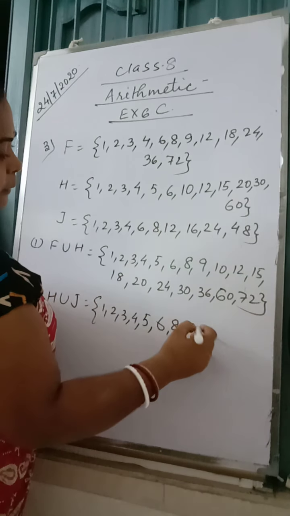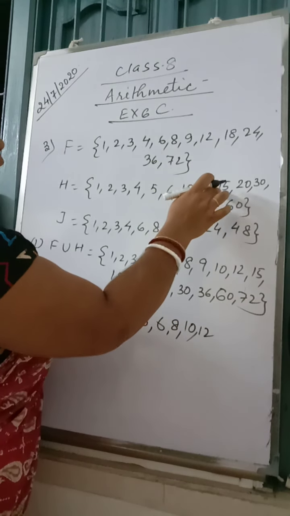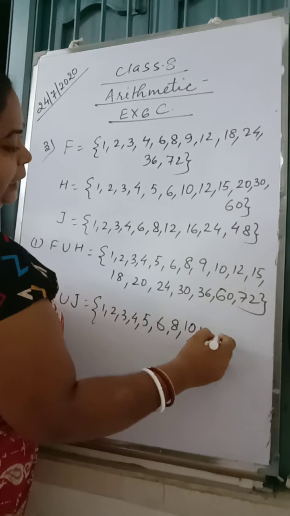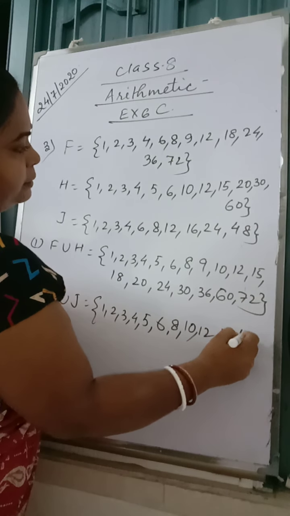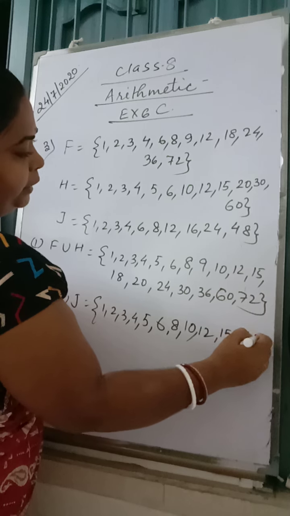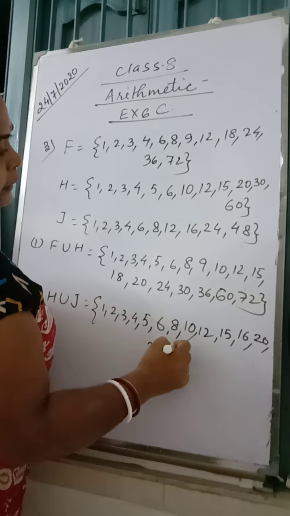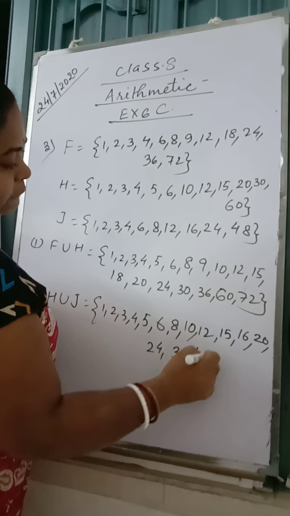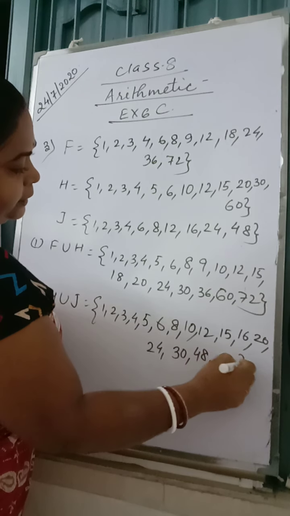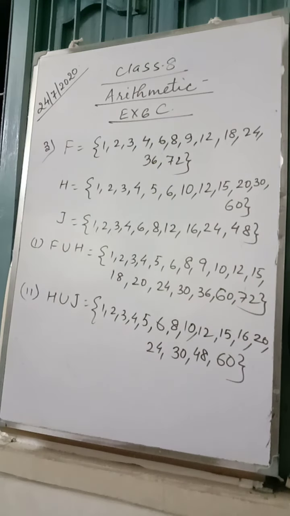The 12 is in both places, so 12. After 12 here is 16, here is 15, so I'll write 15. Then 16. Then I have 20, then 24, then 30, then 48, then 60. So just compare the sets written above in roster form and write the answers which are asked for question number 3. Hope you can do it. There is no doubt in this.